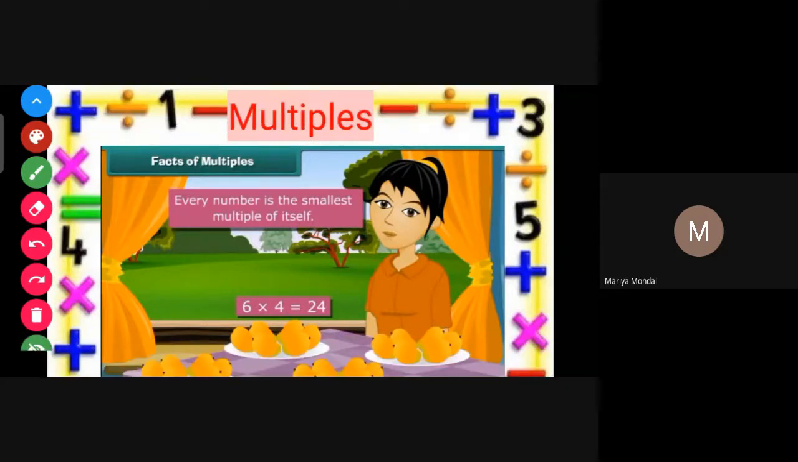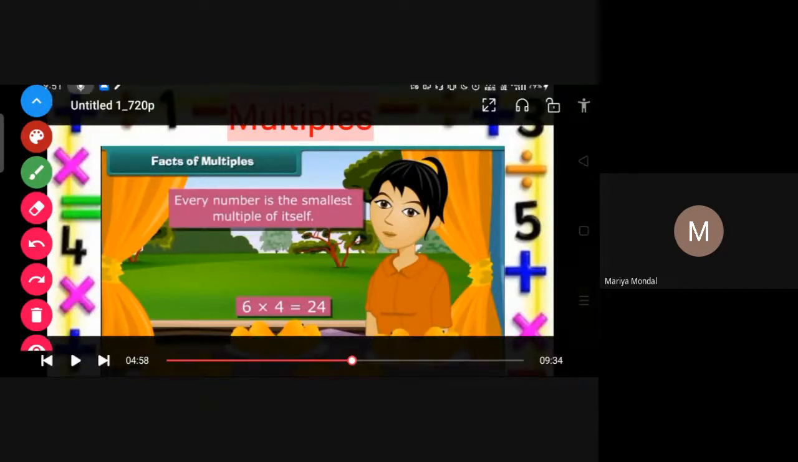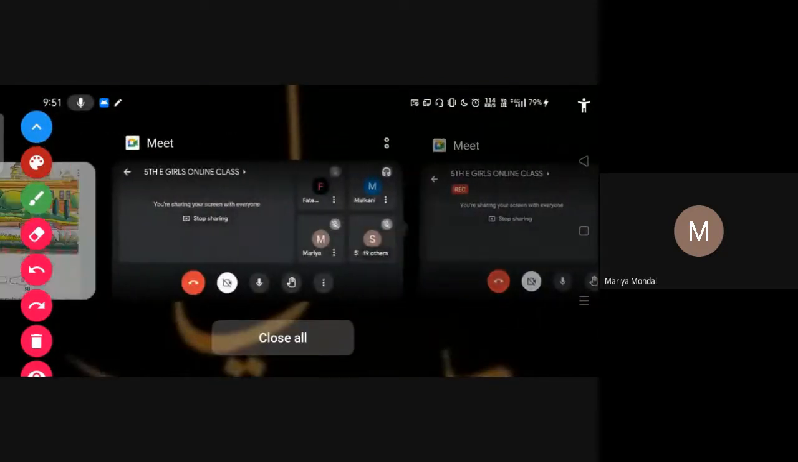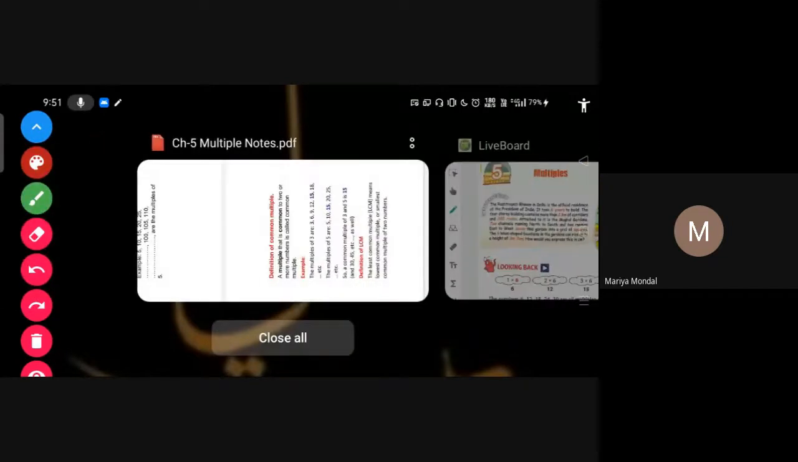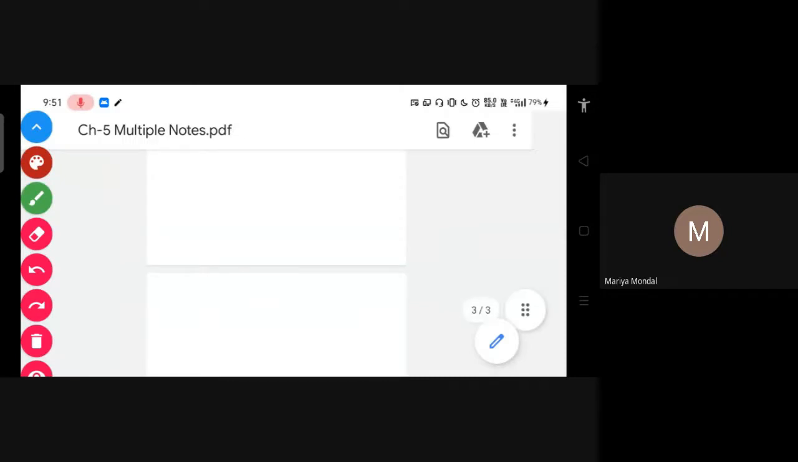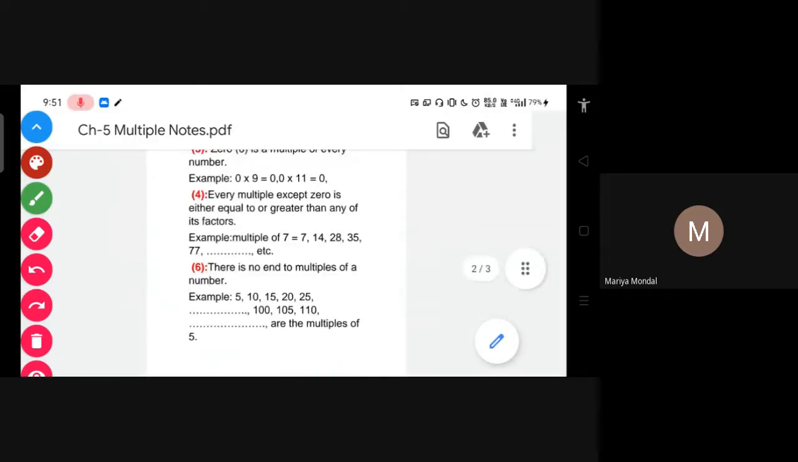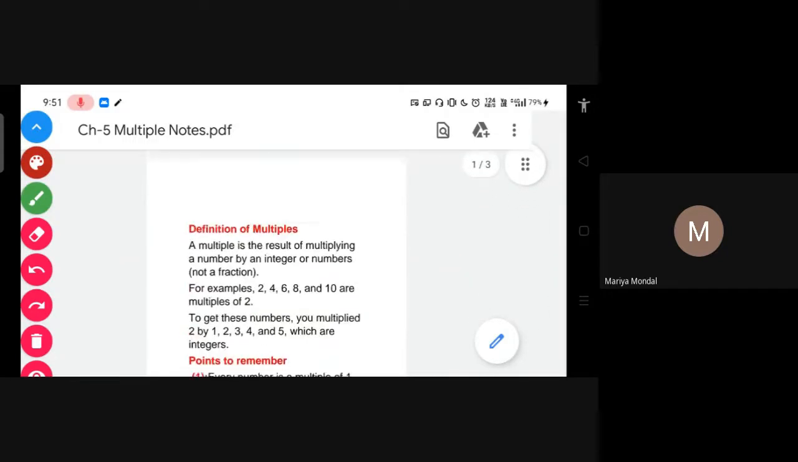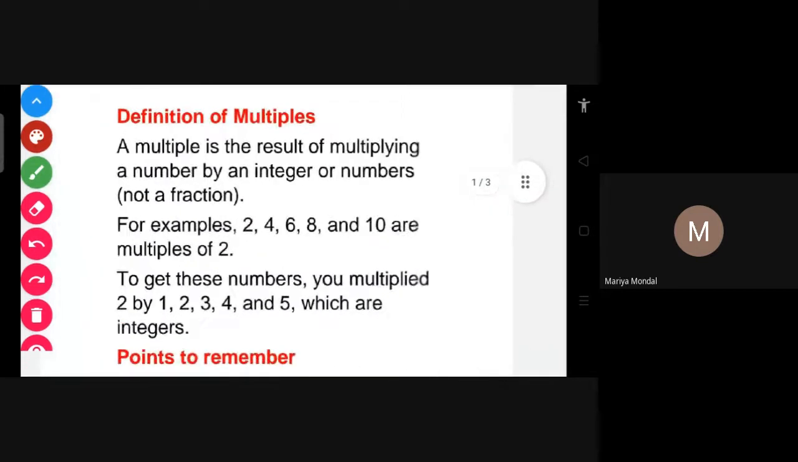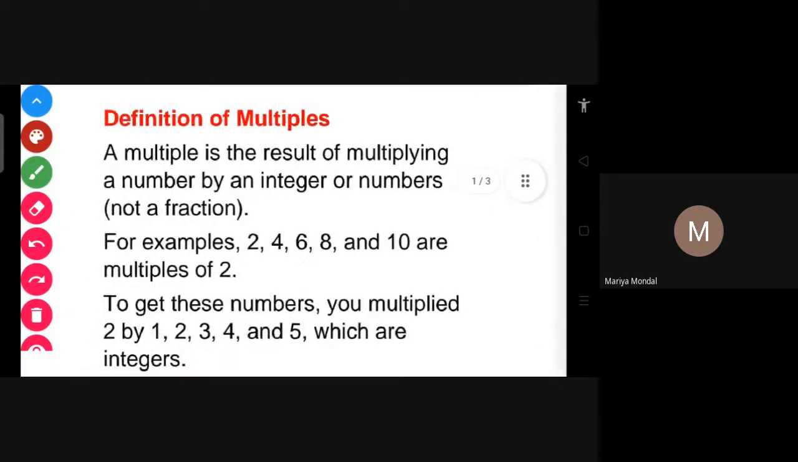Now, I said, okay, one set of notes I will give you. In that, some facts or properties are given. I'm showing the first one. So I said, okay, here a definition is given, which you have to write. At the start of every chapter, I'm giving you notes. So the same way here also. The definition is given.